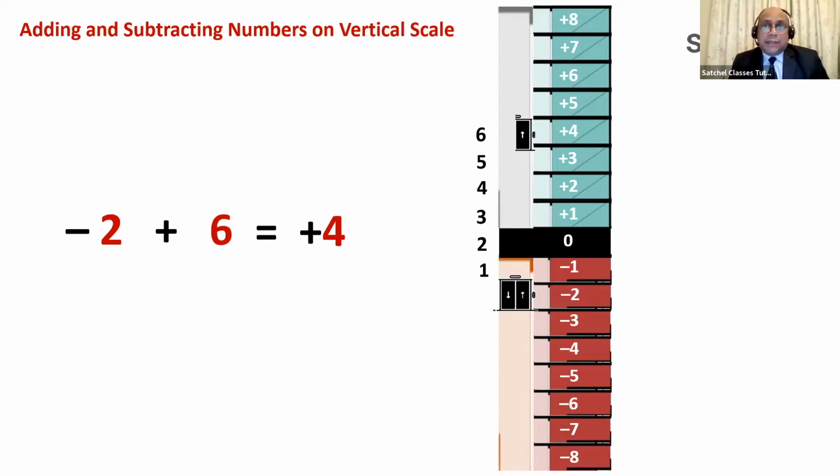My years of experience suggest that students understand this particular concept easily when it's a vertical scale because of many real life examples associated with it. But the problem with both these methods, be it horizontal or vertical, is that they're limited to small numbers. Because if it's a big number like plus 72 minus 63 or something like that, then it's impossible to draw even a horizontal scale or a vertical scale for that matter. So for that, we need some general rules to add or subtract numbers. So let's have a look at that.